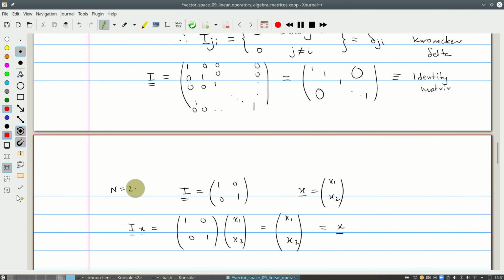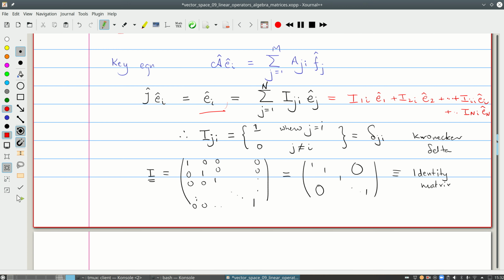So let's take a special case just to convince ourselves that this is the right thing. When n is equal to 2, the identity matrix will be the 2 by 2 matrix 1 0 0 1. If I take any vector x, it's a column vector x1 x2. If I operate with I on x, I should get x back. Let's see. So I operates on x. We have the identity matrix times the column vector, and I do the usual matrix vector multiplication, and I get back x. So this is correct. All right. So the identity matrix is the matrix representation of the identity operator.